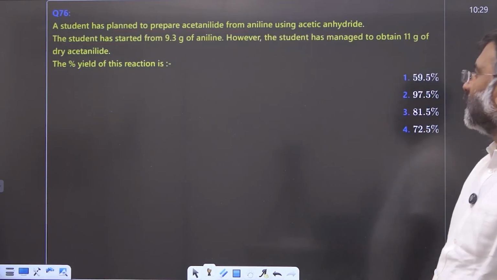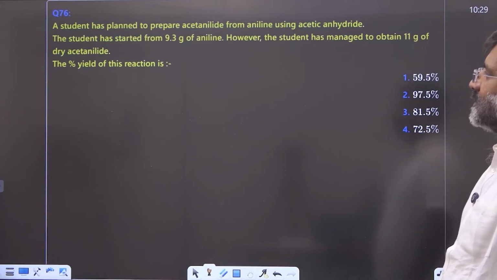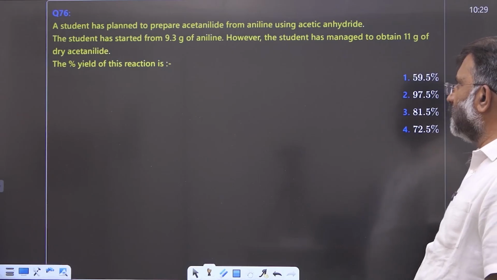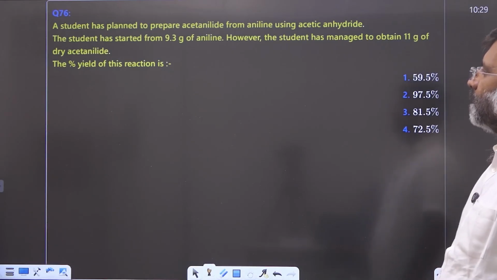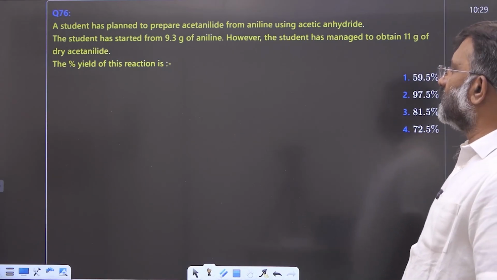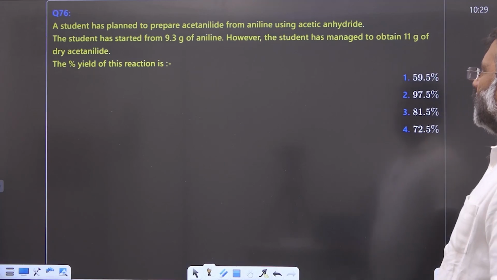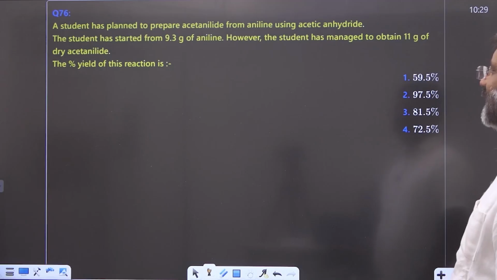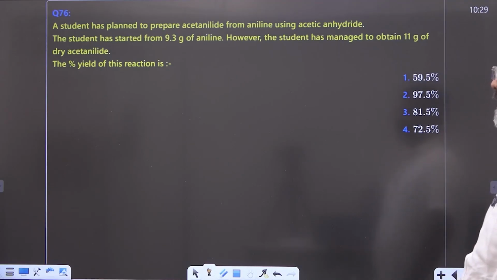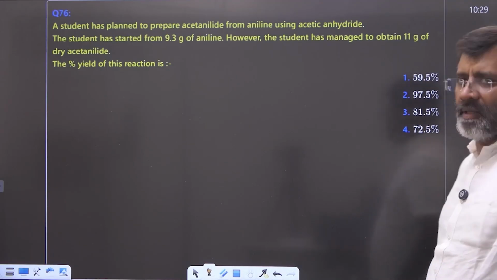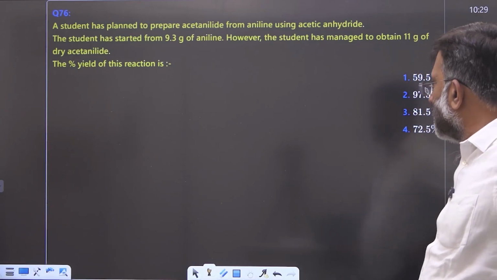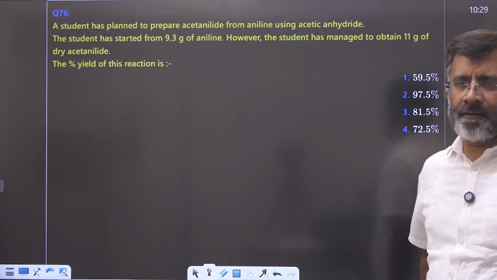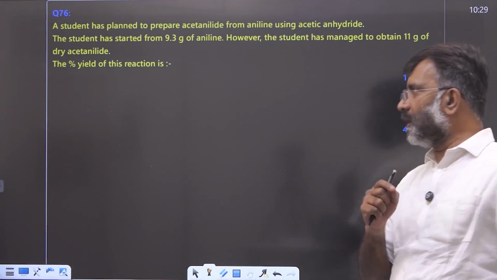Okay. Next one. Question number 76. A student has planned to prepare acetanilide from aniline using acetic anhydride. Started with 9.3 gram aniline. However, the student has managed to obtain 11 gram of dry acetanilide. Percentage yield of this reaction is? So 9.3 gram aniline is providing 11 gram of dry acetanilide. What is the percentage yield of the reaction?